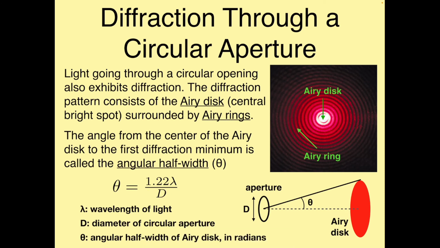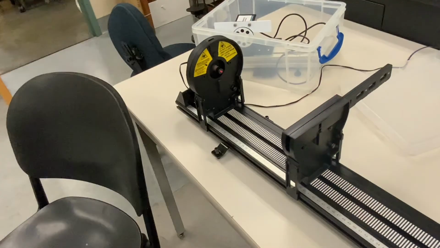So notice one thing about this. The smaller D is, the smaller the aperture, the bigger theta is. So the smaller the opening the light goes through, the more it diffracts, the more it spreads out. That's important to see in this equation. And I guess the last thing to mention here is when you calculate the angle this way, it comes out in radians.